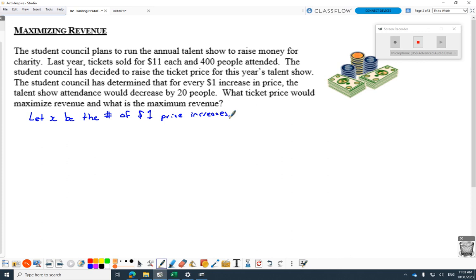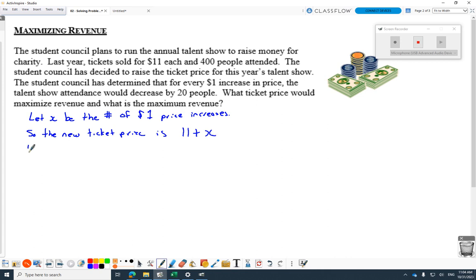So, the new ticket price is... how do I get the new ticket price? If I'm increasing it by x, it's 11 plus x, or x plus 11, either one. Here's the tough one.